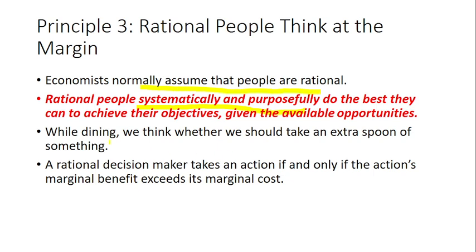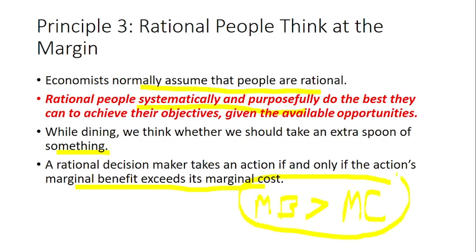While dining, we think whether we should take an extra spoon of something. A rational decision maker takes an action if and only if the action's marginal benefit exceeds the marginal cost. So if the marginal benefit of an action exceeds its marginal cost, then we will take up that action.